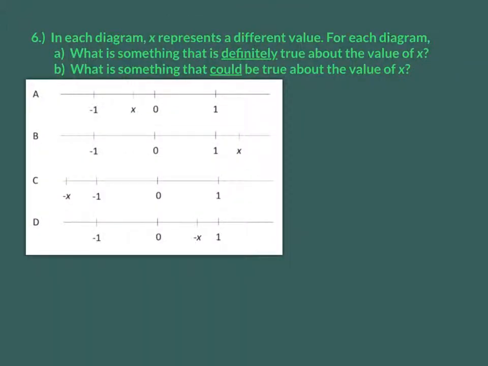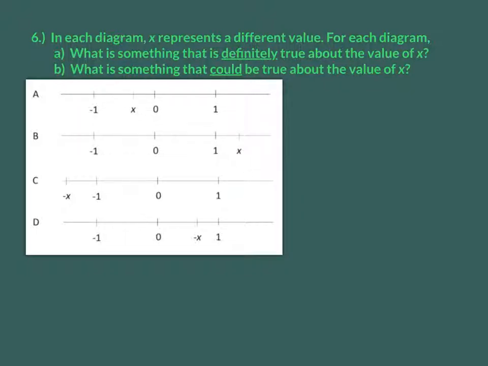Okay, next. In each diagram, x represents a different value. For each diagram, what is something that is definitely true about the value of x, and what is something that could be true about the value of x? Now, this problem obviously, or it should be obvious, has many different answers. So the examples I'm going to give you here may or may not be the same as your answers, but the important thing is that they should be along the same lines as your answers. If they are not, if you're confused, please be sure to come and see me.